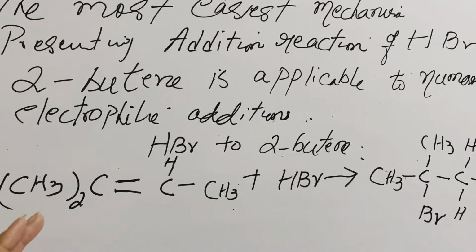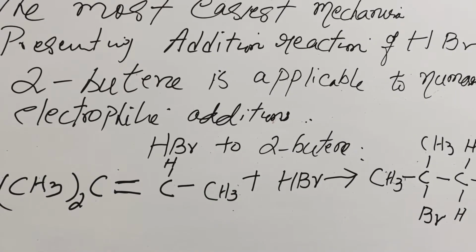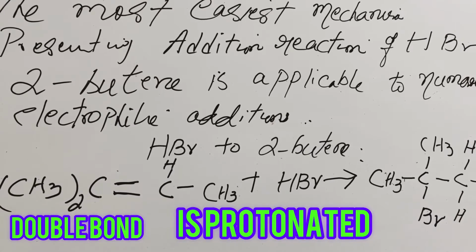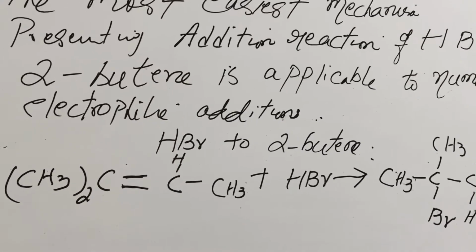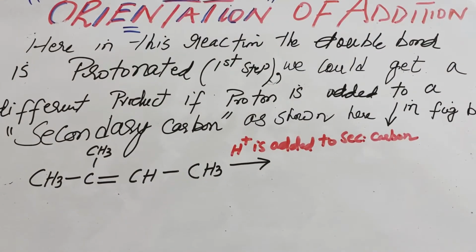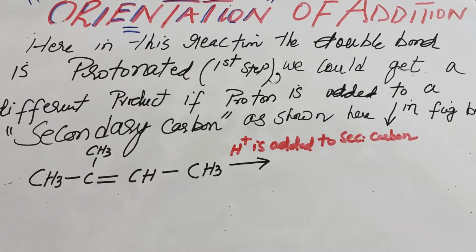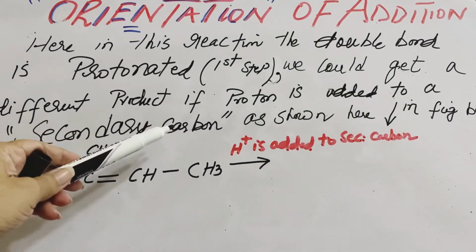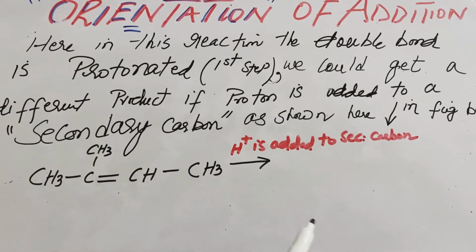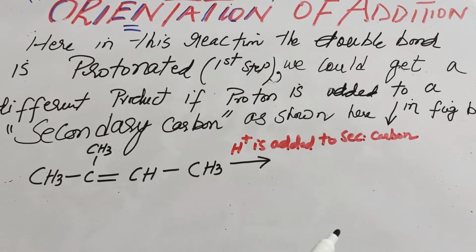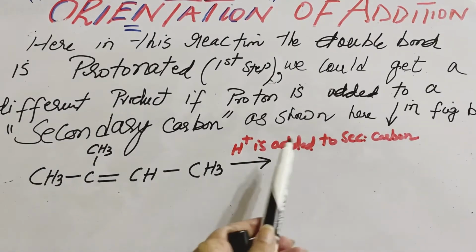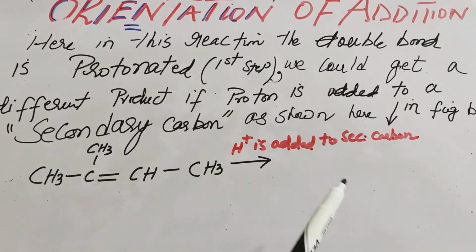Now here in this reaction, the double bond is protonated. Now I will show you how that goes on. You will see in my next figure. Here in this reaction, the double bond is simply protonated. First step, we could get a different product if proton is added to a secondary carbon. Keep that in your mind, secondary carbon. As shown here in the figure below, now I'm going to tell you how it happens. Now here you can see the proton is added to the secondary carbon. I've given the direction also, a note also, so that you can proceed.